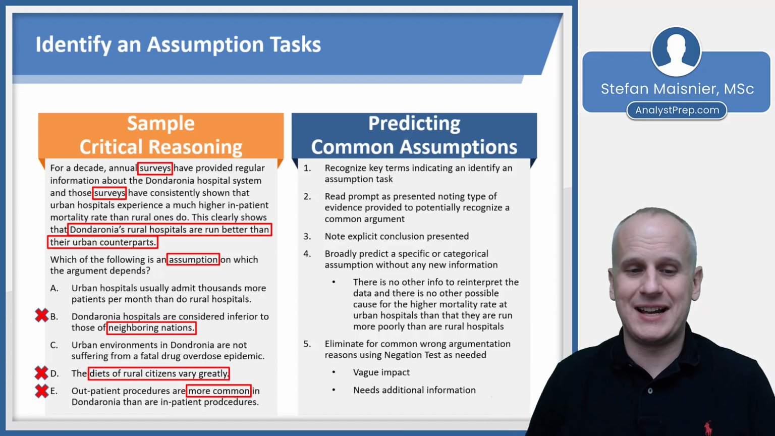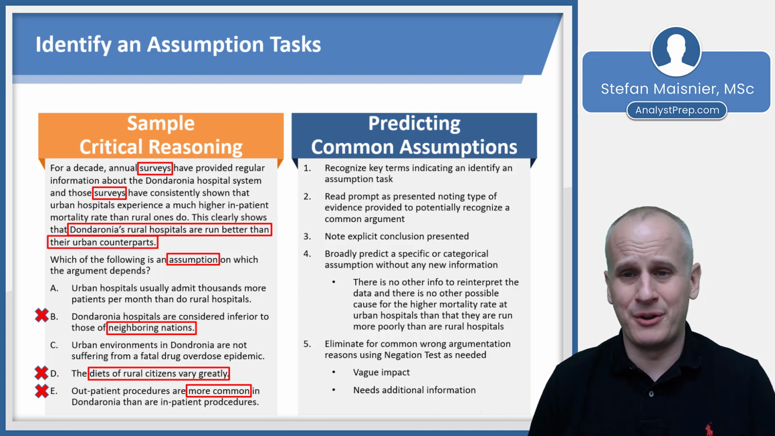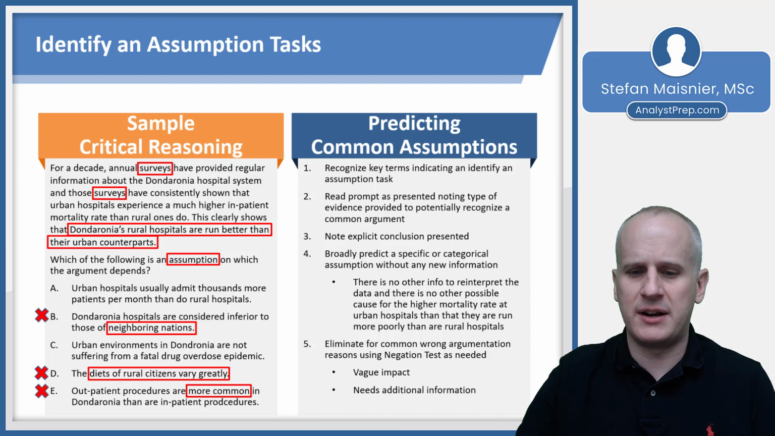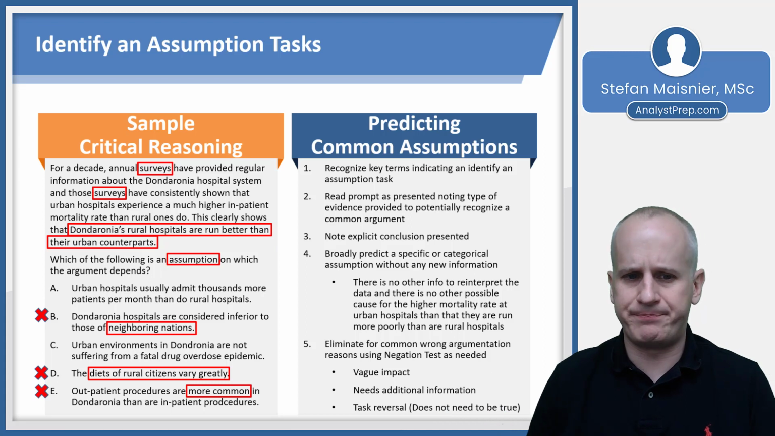And then choice D, the diets of rural citizens vary greatly. I mean, you've got to take a few logical leaps to think that this is the assumption because we don't know what varying greatly means. We don't know if that means that they're healthier, less healthy. There's a whole bunch of different issues there. And in this case, there's not necessarily a task reversal that's happening in the two remaining answer choices. So we may need to apply the negation test.